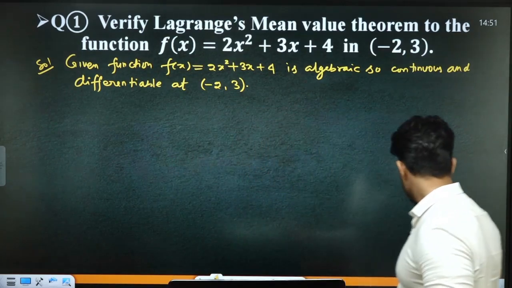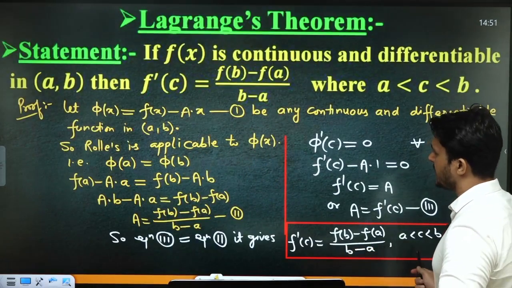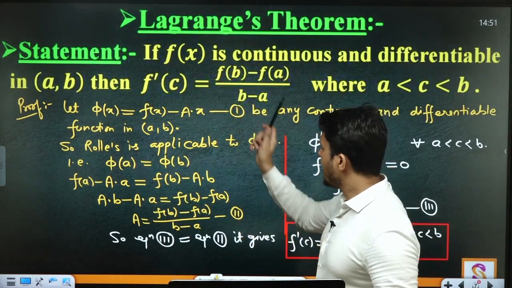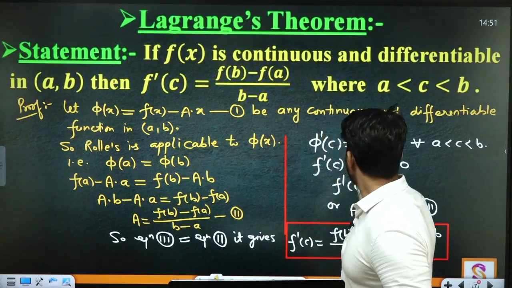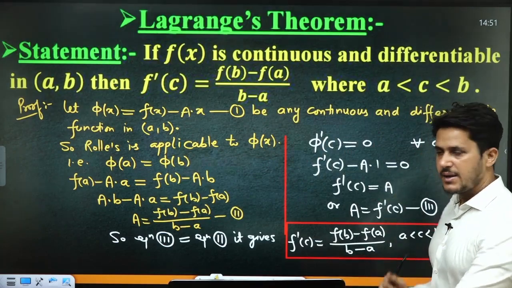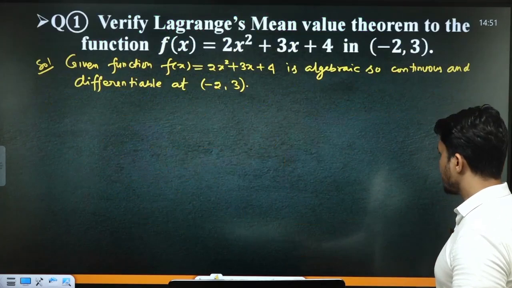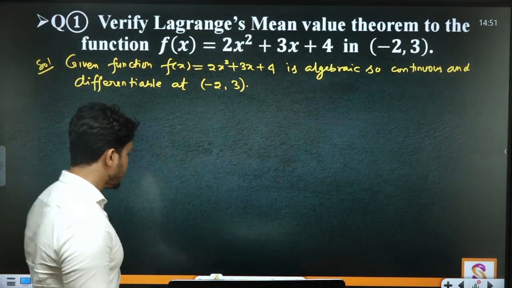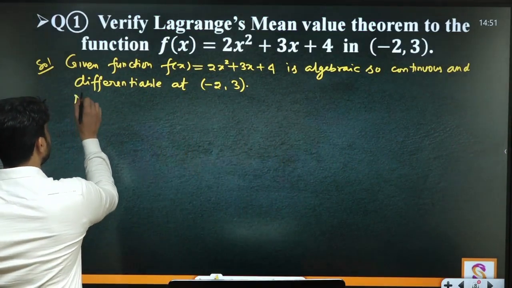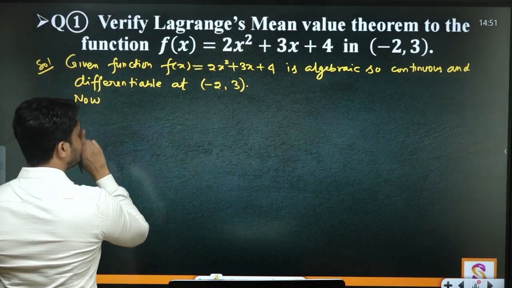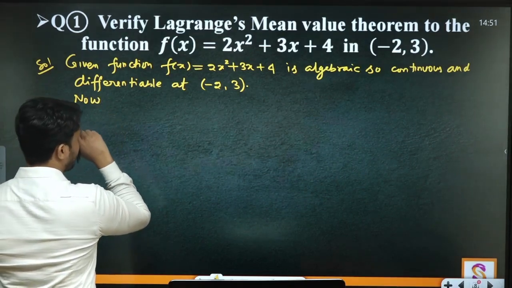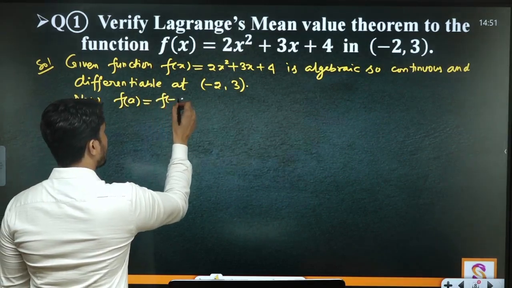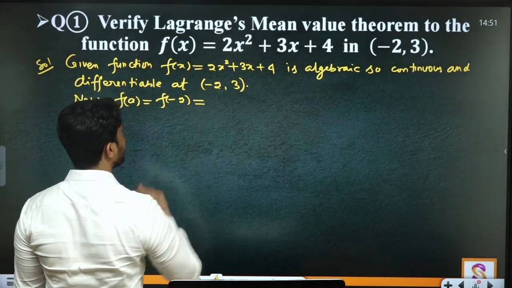ठीक है, ये जो कंडीशन है ये वेरीफाई हो जाए that f dash c is equal to fb minus fa upon b minus a. Apply this condition and find a value of c which lies between a and b, जो a और b के बीच में लाई करे, ऐसी वैल्यू आपको c की निकालनी है. Now, fa means f of minus 2. So put this value in the function.